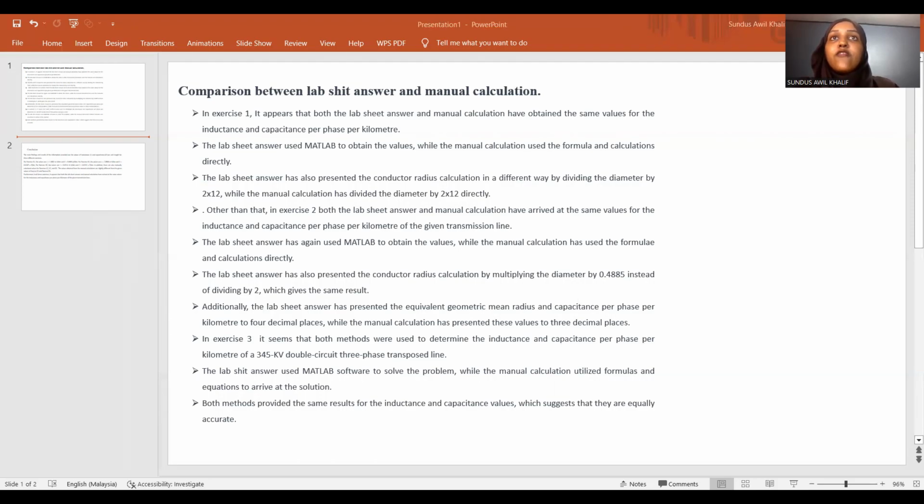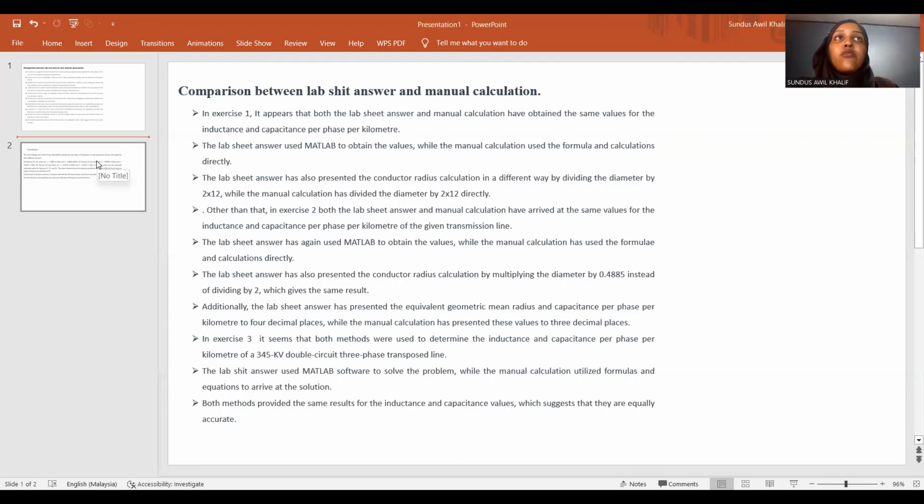So let's start with the first one. This is the first exercise, and this is the second exercise. So let's see the manual solutions. This first exercise is the same as the manual calculation. Same. And also the manual solutions and manual calculations are the same for the second exercise and third exercise. So it means we get the same results in both the manual calculation and the manual solution.